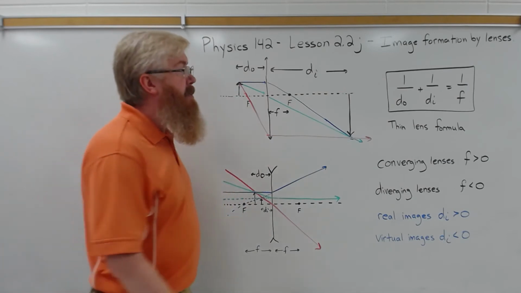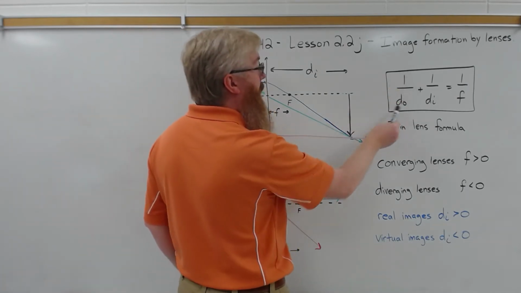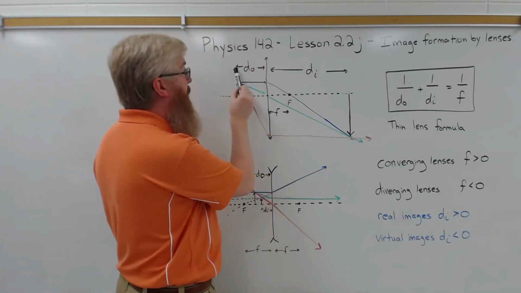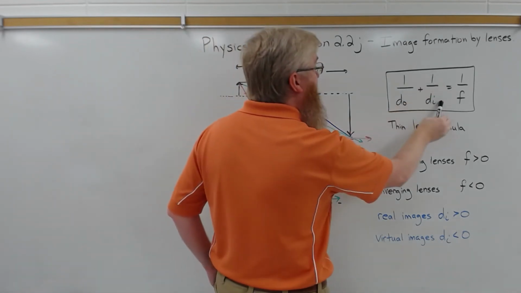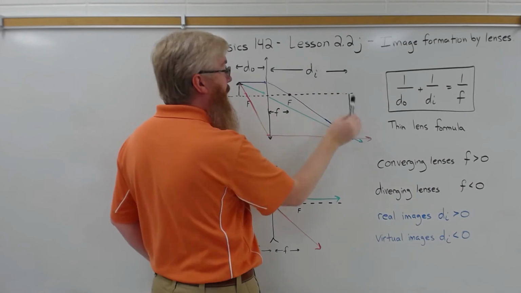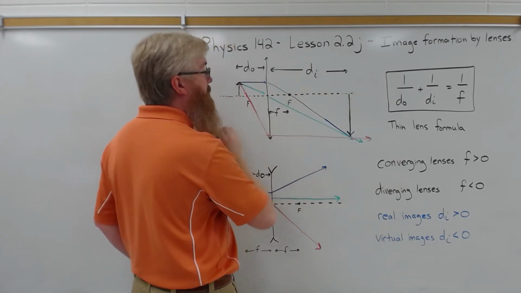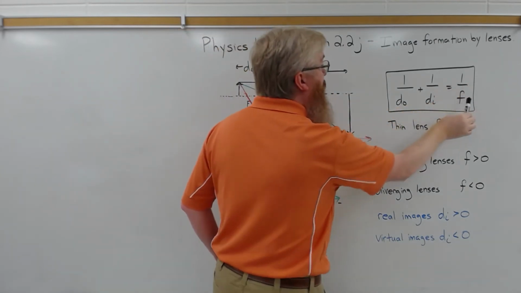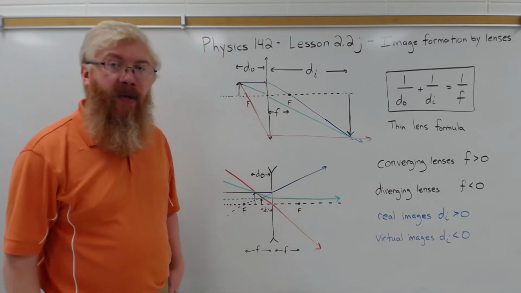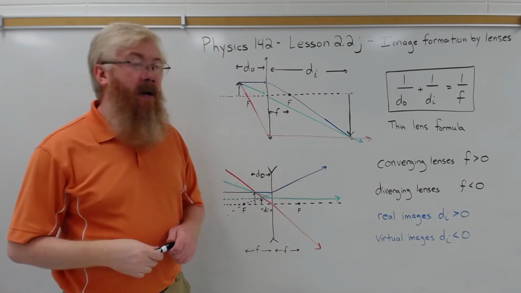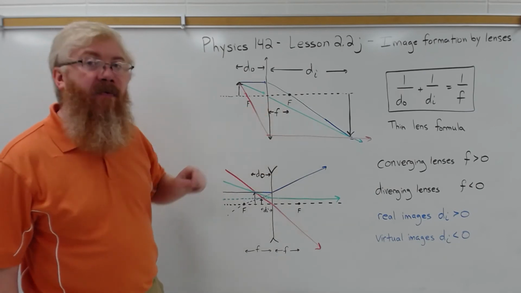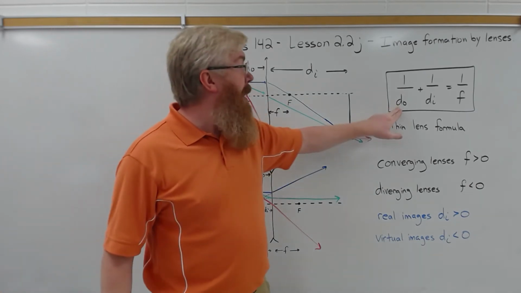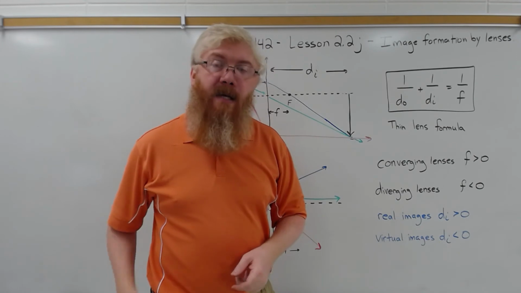It states 1 over the object distance, again the distance of the object from the lens, plus 1 over the image distance, the distance from the image to the lens, is equal to 1 over the focal length of the lens. That's called the thin lens formula. So if you know the focal length of the lens, how far the focal point is from the lens, and you know the object distance, you can calculate the image distance.